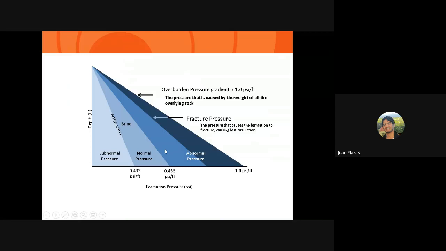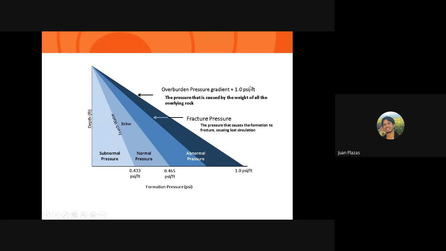And what we have here in this very nice diagram is formation pore pressure and depth. Formation pore pressure, when it's subnormal, when it's normal, abnormal. We are using freshwater for sure. Normal is between, again, 0.433 and 0.465. Above that, we consider it to be abnormal. Below that, it is considered to be subnormal. And fracture pressure is obviously higher than formation pressure, the pressure that causes the formation to fracture, causing lost circulation, and can lead to an underground blowout.